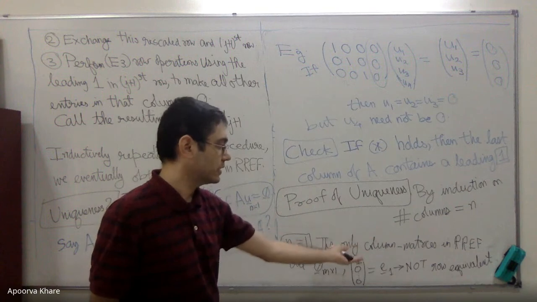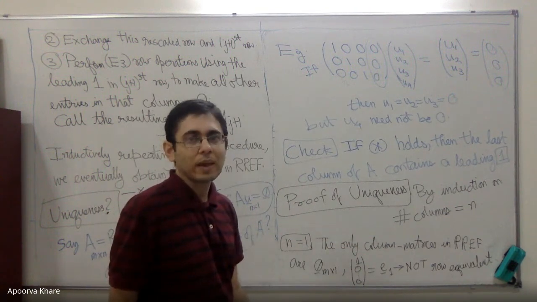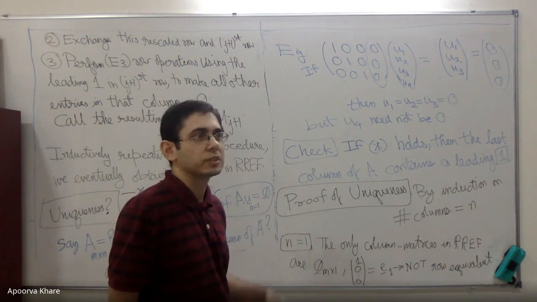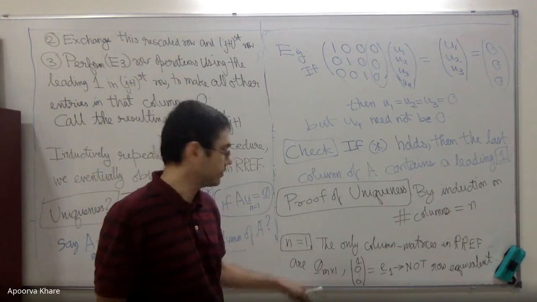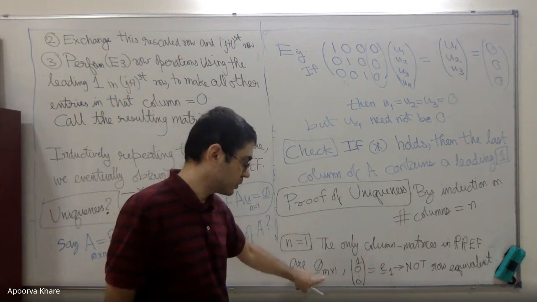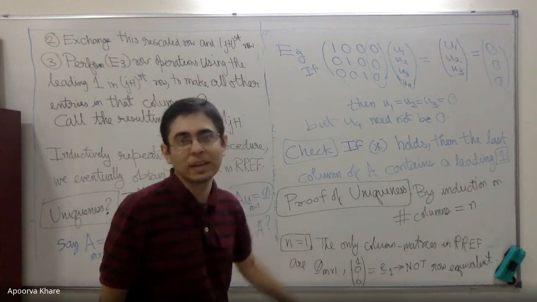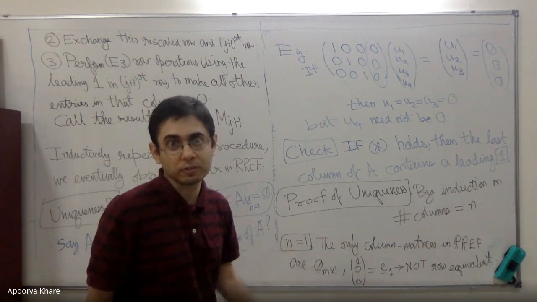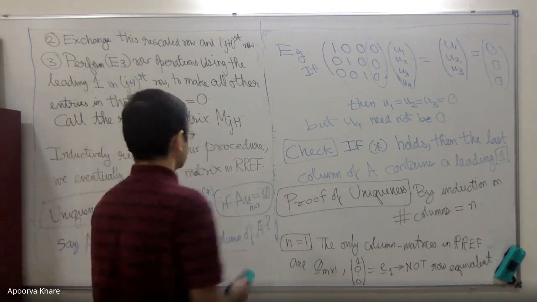Therefore, this is obvious, right? If you have any matrix with one column which is row equivalent to something in RREF, it has to be row equivalent to either this one or that one, and it cannot be equivalent to both because they are not equivalent to each other. So the result is obvious.